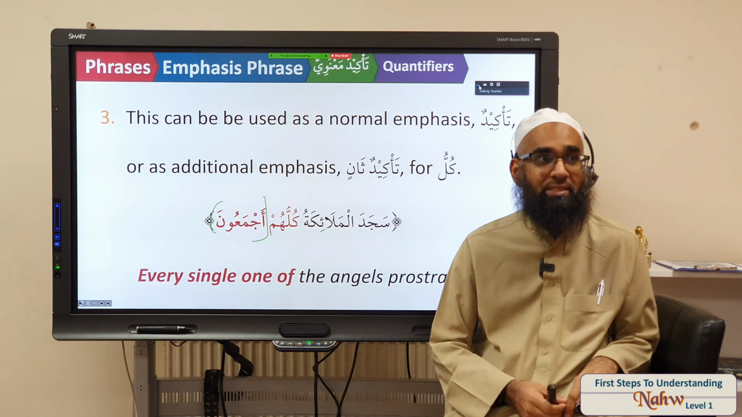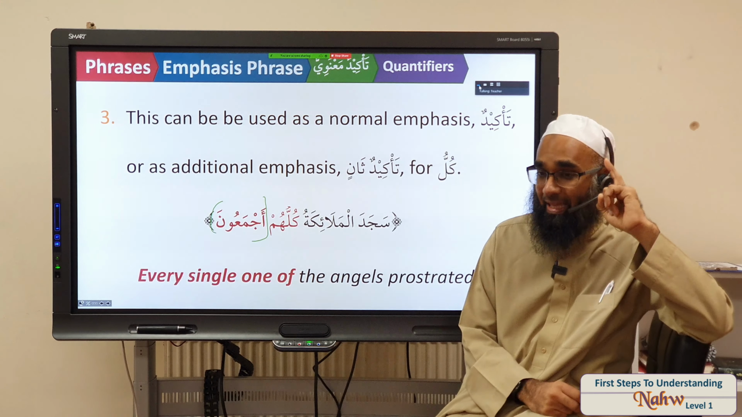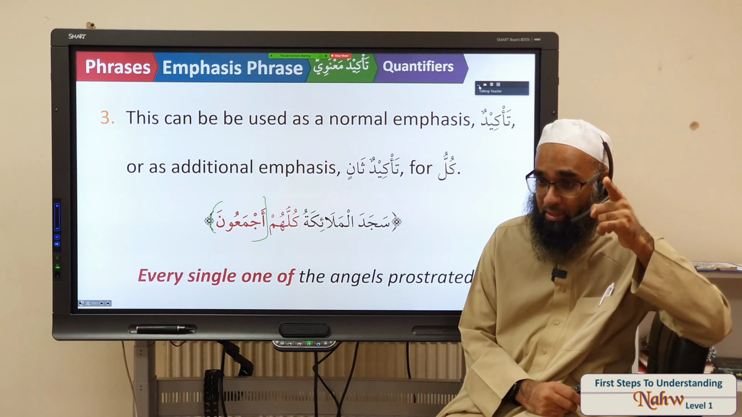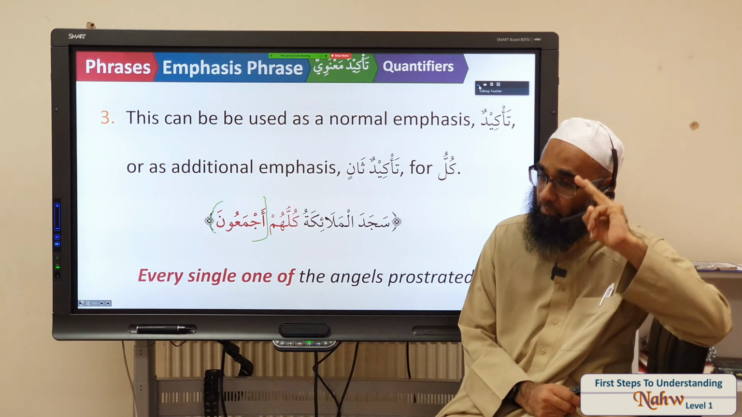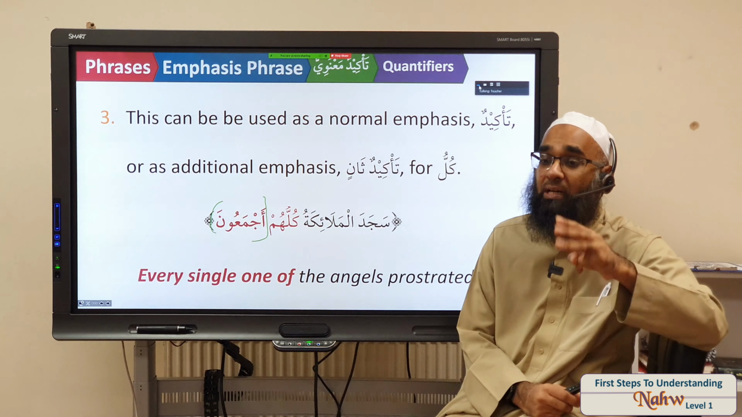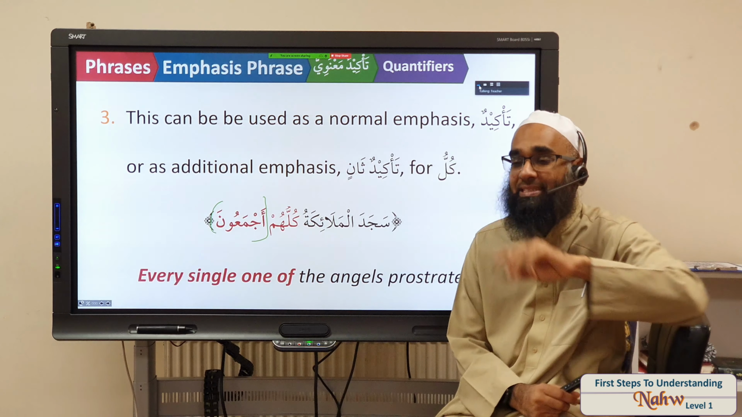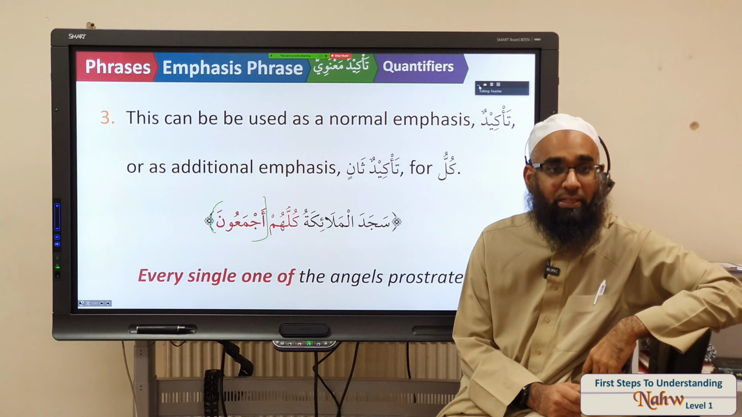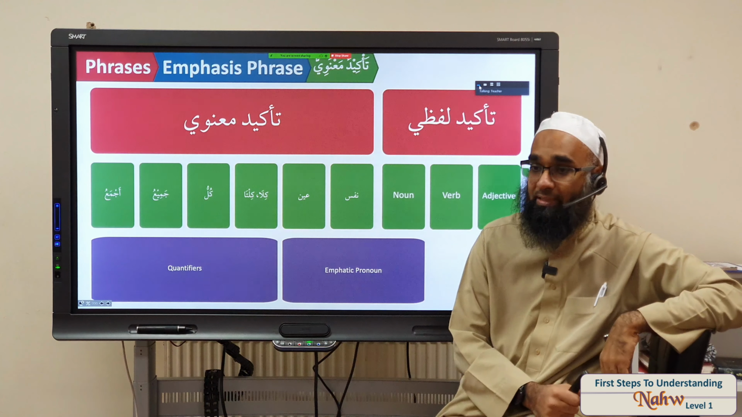So there are three ways the word ajma is different to the others. How is it different? Number one, it has what? An entire table. It has masculine forms, feminine forms, and plural forms. Number two, it is not mudaf. And number three, it can come as a second ta'keed, to create additional emphasis to an already existing ta'keed. Do you understand? So these are the four particles of ta'keed ma'nawi.